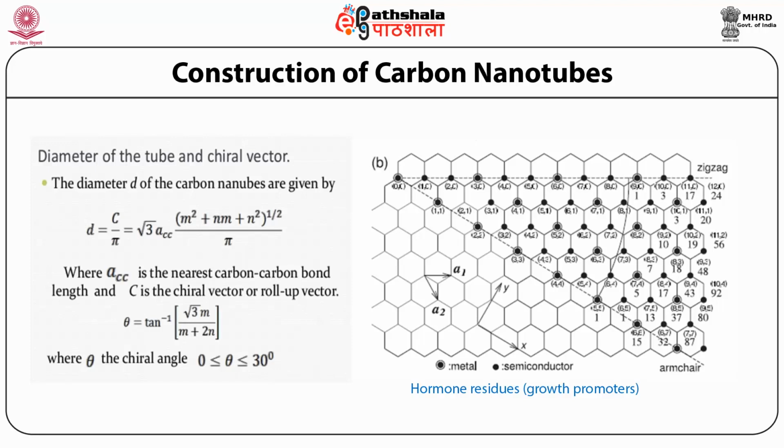One can also calculate the chiral angle of nanotubes by the equation theta is equal to tan inverse of root 3 m by m plus 2n. One can see here again that this is only based on m and n values. This chiral angle can be between 0 to 30 degrees. If one goes beyond 30 degrees, then repetition takes place. Therefore, one can find the value of theta with this equation, which is nothing but the chiral angle for nanotubes.